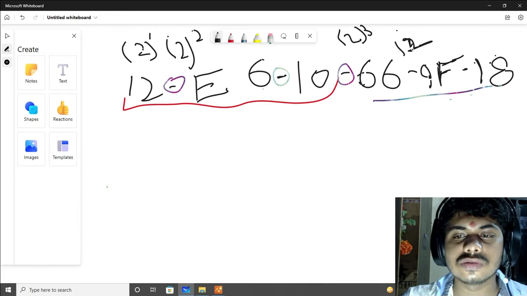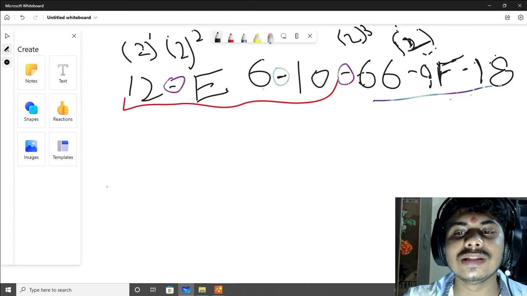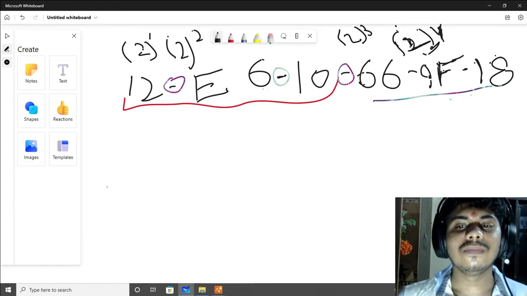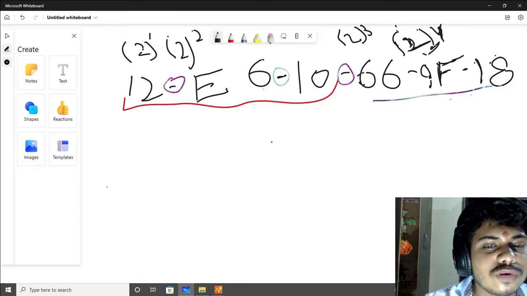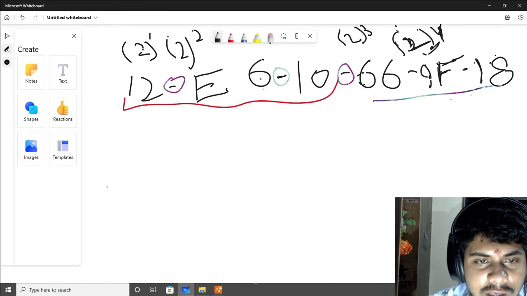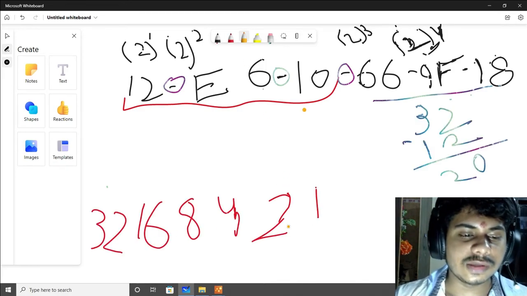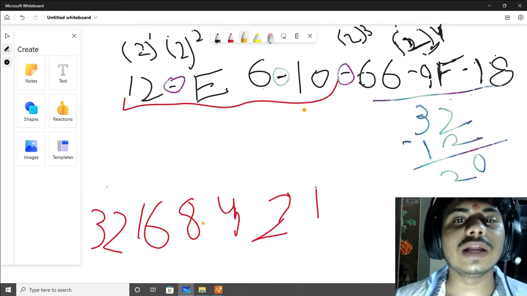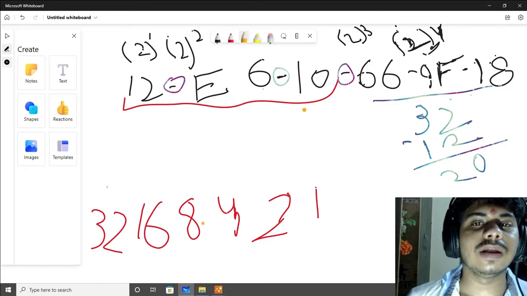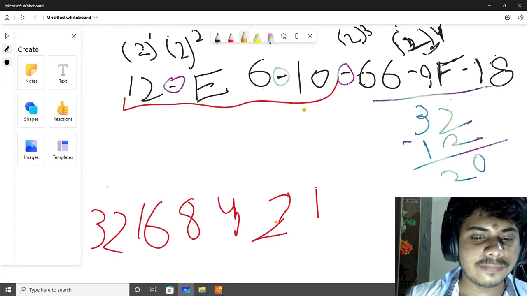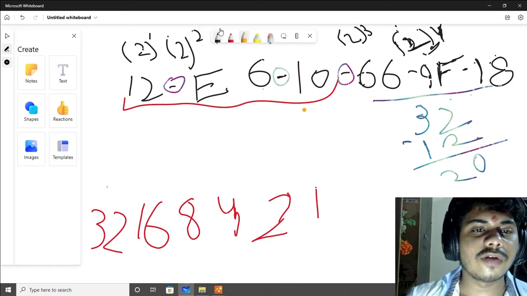My writing is horrible because I am doing this with my mouse. But you have to do it like this, and it will come out like this. Now you can see that I wrote these numbers, and this will help me convert any decimal number to binary. I have gone up to the power of 5 of 2.